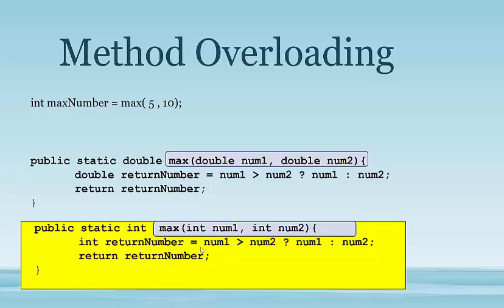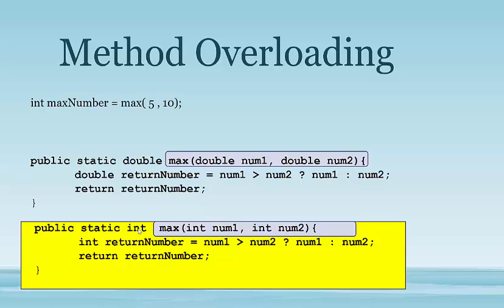Just a side note, I used a shortcut here. It's called a ternary operator, and this is an if statement. Instead of writing out if num1 is greater than num2, then do this, otherwise do this, this is a shortcut. It's very easy to type, and it's very simple. So in other words, if num1 is greater than num2, the question mark means then do this, the colon means else do this. So if num1 is greater than num2, then put num1 into return number, else put num2 into return number, and now I'm returning an int. Just a little side note there.